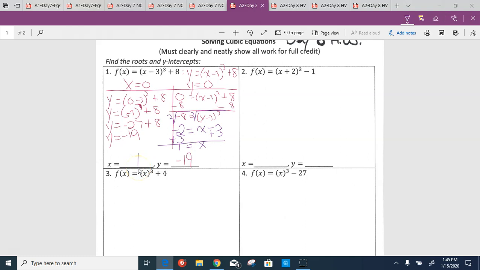This is similar to the kind of work I expect to see on your assignment, all right? The rest of these are yours to do. Best of luck, and feel free to ask me for confirmation or if you have any questions.